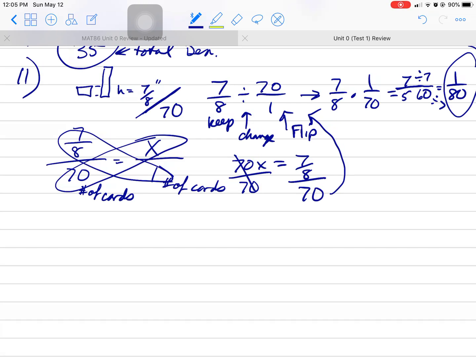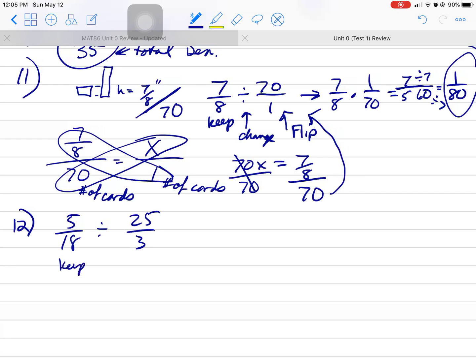All right, back to the review. We are on number 12. Number 12 says divide. Write your answer in those terms. That's kind of reinforcing what we did. And number 11, we're dividing fractions. How do you divide fractions?